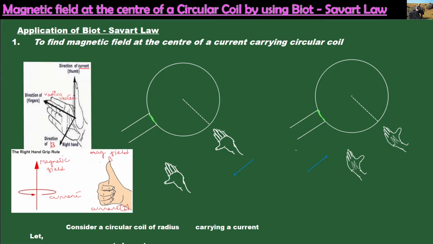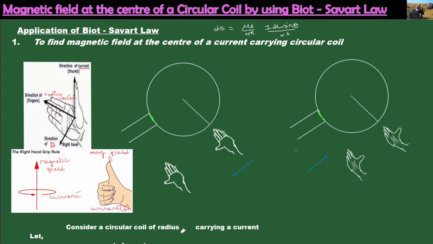Okay, so we have learned from Biot-Savart's law that the magnetic field due to the current element is given by this expression, dB. The magnetic field due to the current element I dl is given by dB equals mu naught divided by 4 pi, I dl sin theta divided by r squared. This is the mathematical expression for Biot-Savart's law, and it is also an inverse square law.